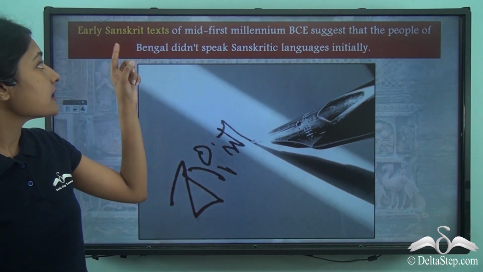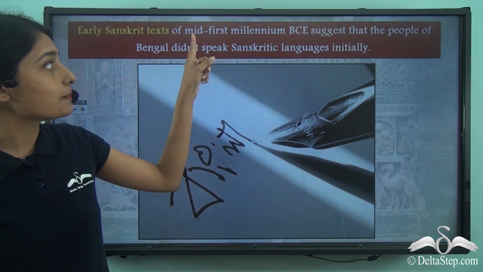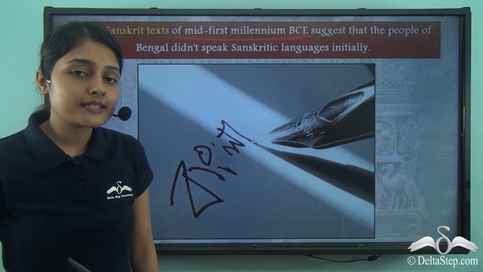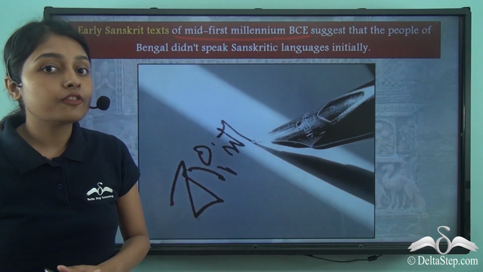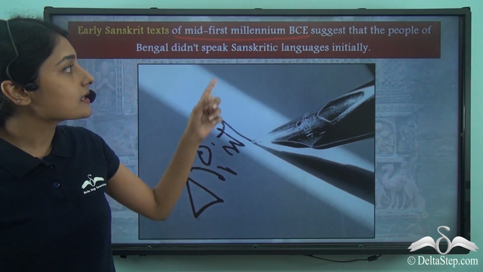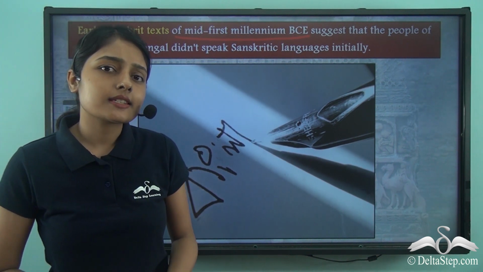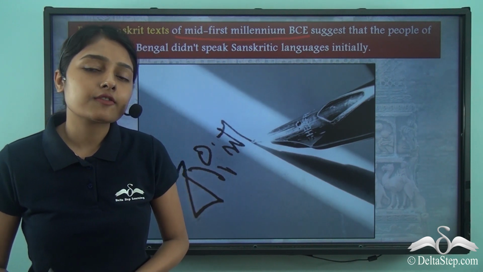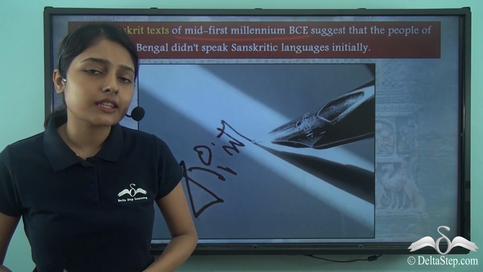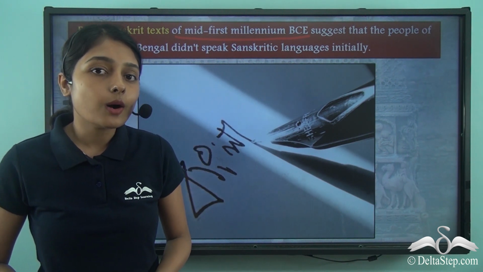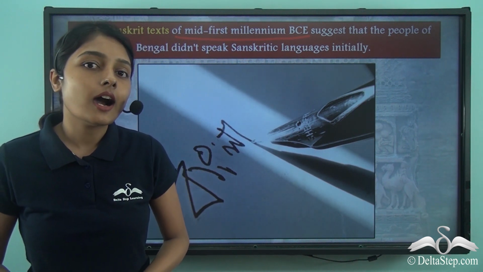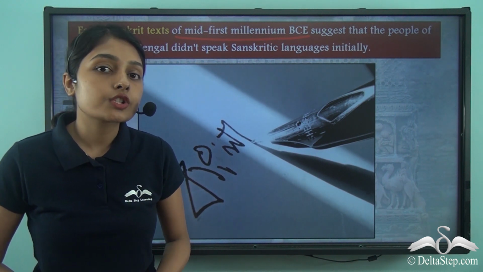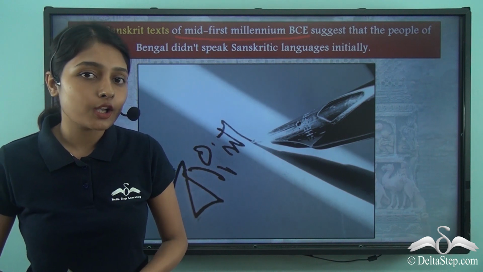This is because early Sanskrit texts that could be dated back to the mid-1st millennium BCE or around 500 BCE suggest that people of Bengal initially did not speak Sanskritic languages. Now this is a very complex idea. We are talking about Bengali as the regional language of Bengal, but from where are Sanskritic languages coming into play? Let us now understand this in greater detail, as in how Sanskritic languages played a very crucial role in the evolution of the language that we know as Bengali today.